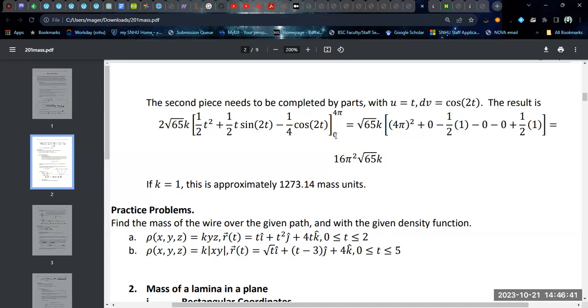From there, we can plug in the length of the path along this helix. We're going from 0 to 4 pi, so that's 2 times around the helix. When we plug those values in, the square root of 65 k was still outside. All these 1/2s canceled with the 2, and we're left with 16 pi squared, square root of 65 times k. Now, if k is 1, then this is approximately 1,273 mass units.